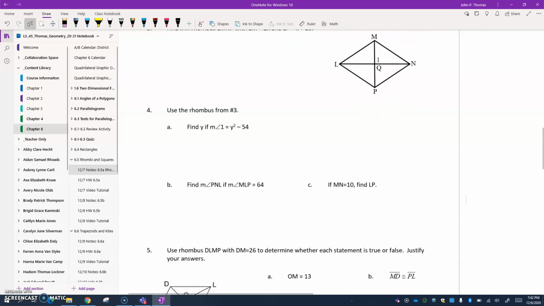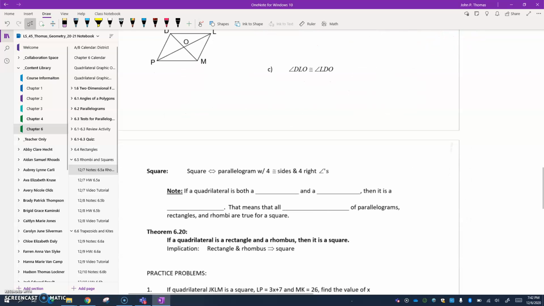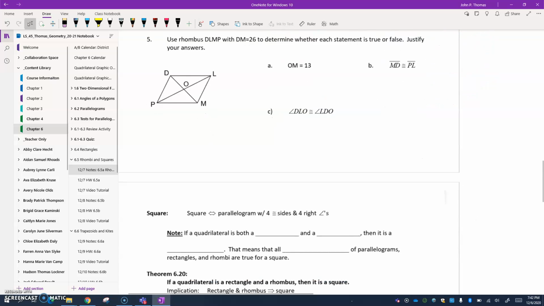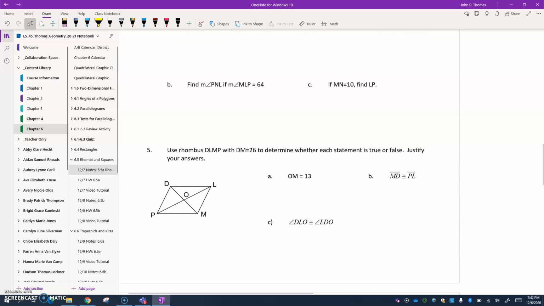So that's our second one there. And then if we go to the third one, we've got a little bit more practice with this and then square. I'd like you to go ahead and try 3, 4, 5 through this page, and I'll give you another video here real quick that'll summarize that for you.